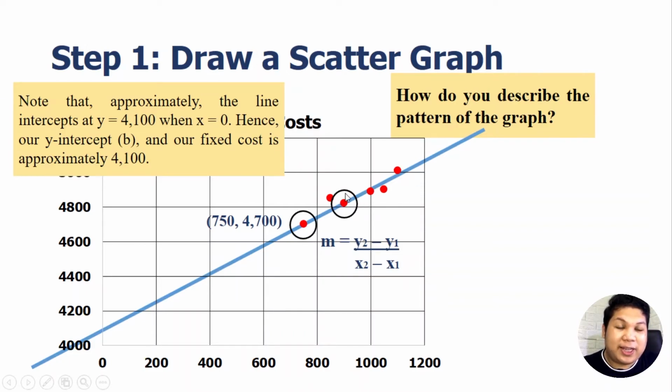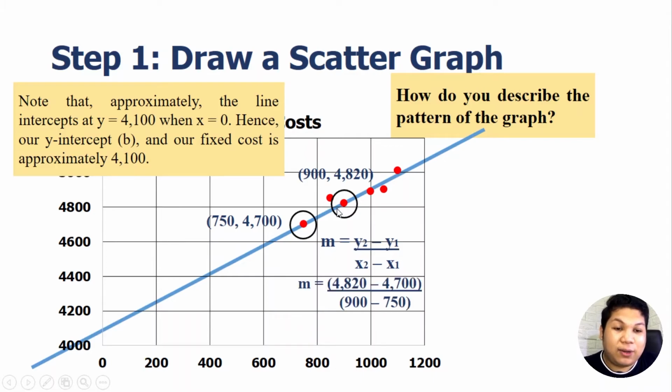So the ordinates for this dot are 900 and 4,820. So when the x is 900, 4,820 is our y. So when the production level is 900, the cost is 4,820. So we will use these two ordinates in computing our slope. So our y1 would be here, and the y2 would be here. Okay? And the x1 will be 750, and the x2 will be 900.